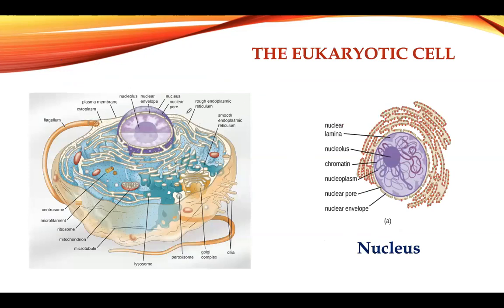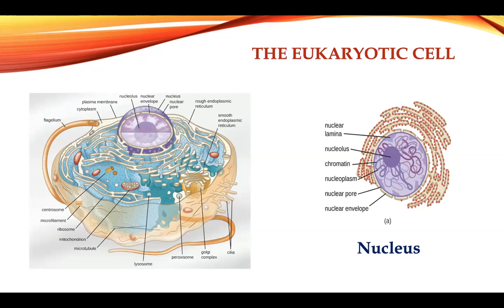So we are done with the prokaryotic cell organelles. Now the eukaryotic cell organelles. In eukaryotic cells, we have both plant cells and animal cells. Animal cells don't have a cell wall, but plant cells do. Fungi also have a cell wall. So a few of the eukaryotes have a cell wall, and a few of the eukaryotes don't have a cell wall.